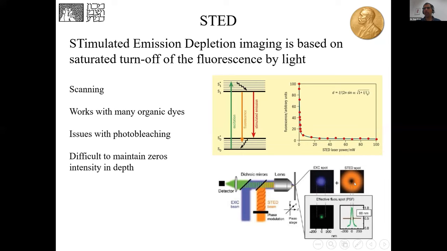And if you make this eraser beam donut shaped, then it erases all the fluorescence except at the very center of the donut, leaving fluorescence in a very small volume, which then, without actually breaking the diffraction limit in imaging, you can assign the fluorescent photons to that small spot.